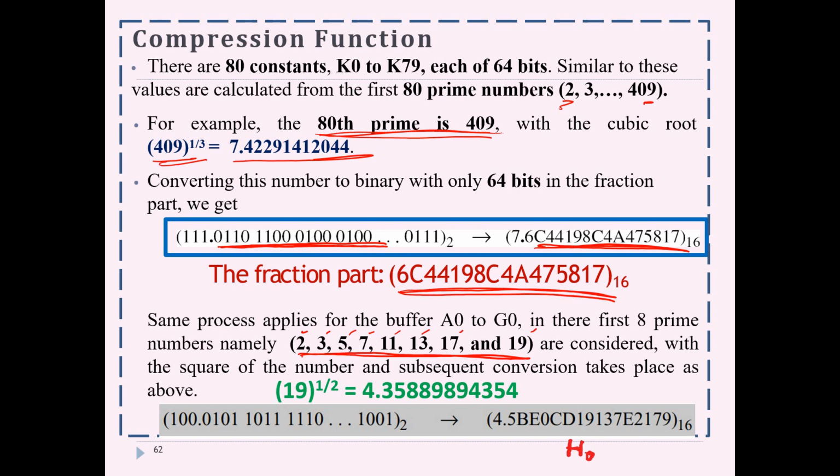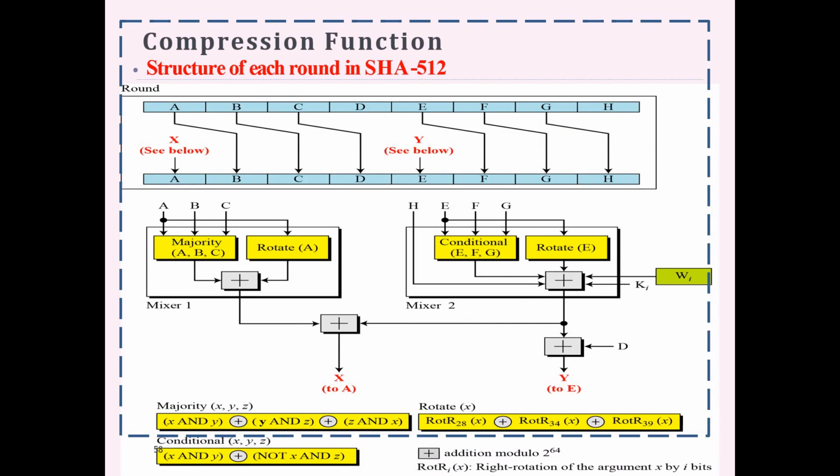First 8 prime numbers. Same way, you take the square root of it. Instead of cube root, you have to take the square root. And then the same way, you convert that to binary and take the decimal part of it. Whatever you are getting over here is basically my A0. Or if suppose this is 19, that will be my H0. Let me just show you that also.